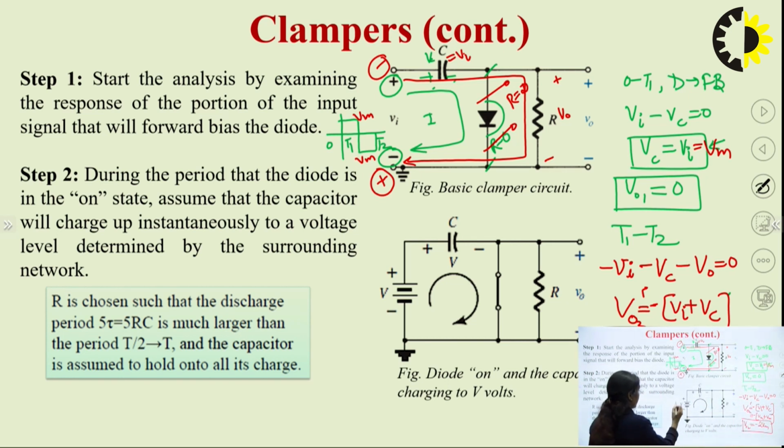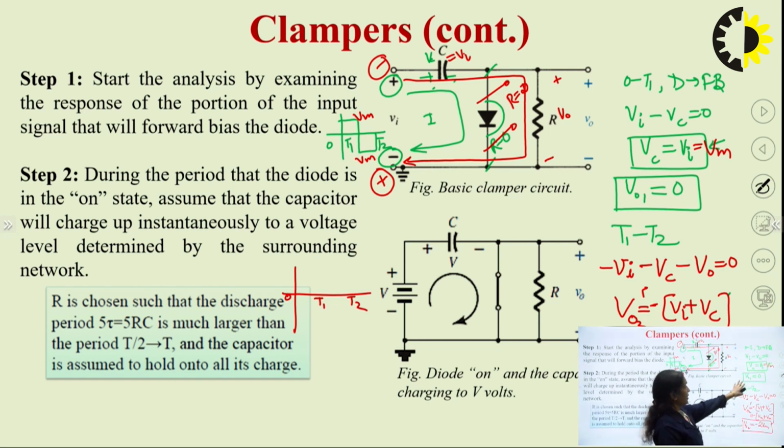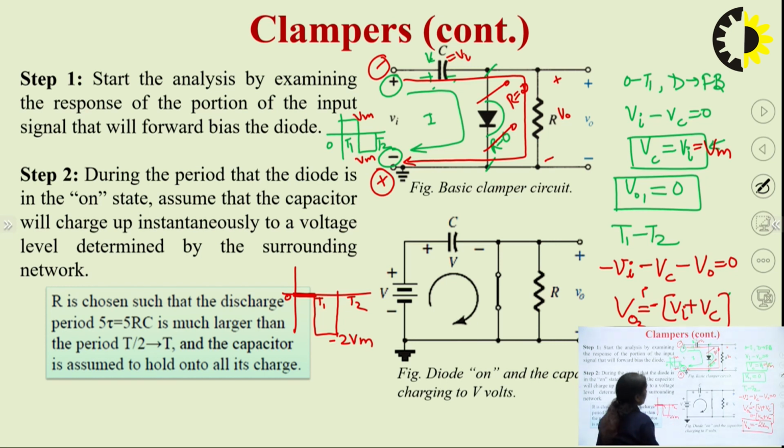So here we can draw the output waveform. Initially, 0 to T1, output is 0. So I'll mark here 0. T1 to T2, your output is minus of 2 Vm. You see, initially this was Vm, this was Vm.